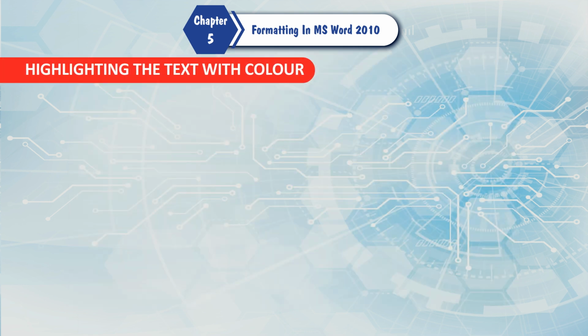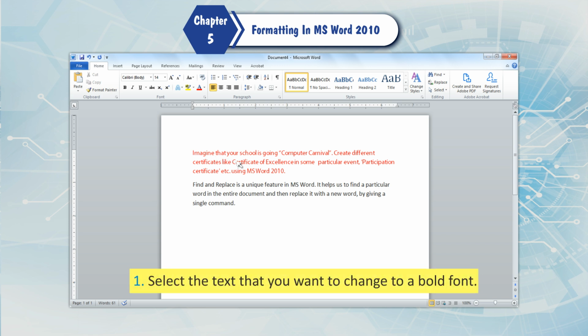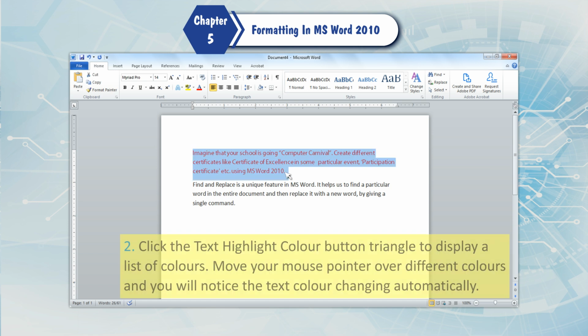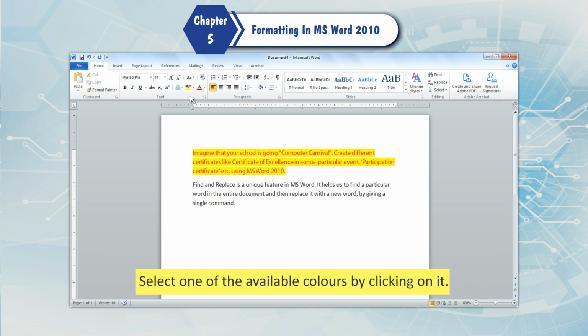Highlighting the text with color. Use the following steps to highlight a text with color. Select the text that you want to change to a bold font. Click the Text Highlight Color button triangle to display a list of colors. Move your mouse pointer over different colors and you will notice the text color changing automatically. Select one of the available colors by clicking on it.